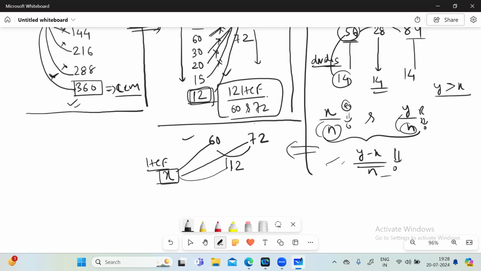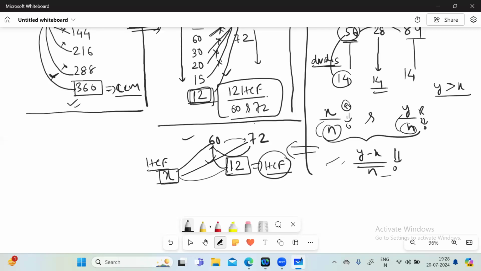So now once I get the difference, I'll start checking from this number only, whether 12 divides 60 or not. What we can see here is that 12 divides 60, and that means 12 will also divide 72 because it's a difference only. So here 12 will directly be considered as the HCF.